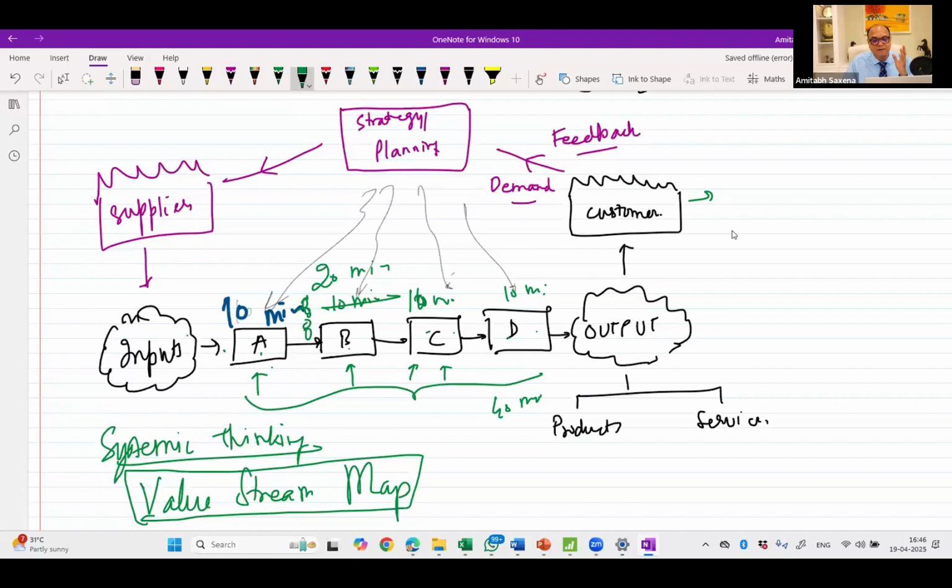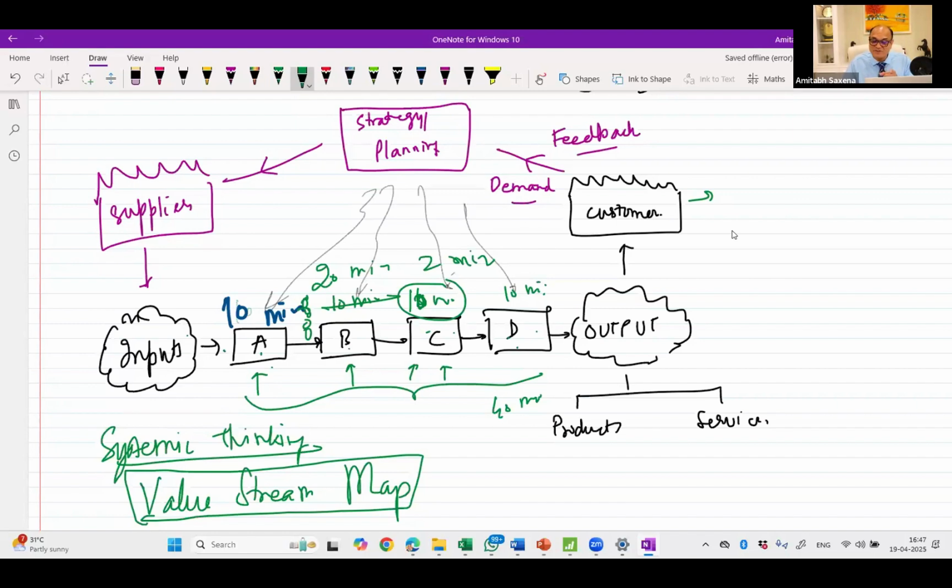Otherwise, a department manager of D attends some conference and says, wow, it's a very good thing. Let me automate my process. Say department manager C goes and automates his process, and instead of 10 minutes, he starts doing it in 2 minutes. But is it going to help the patient? Is it going to help the hospital? No.